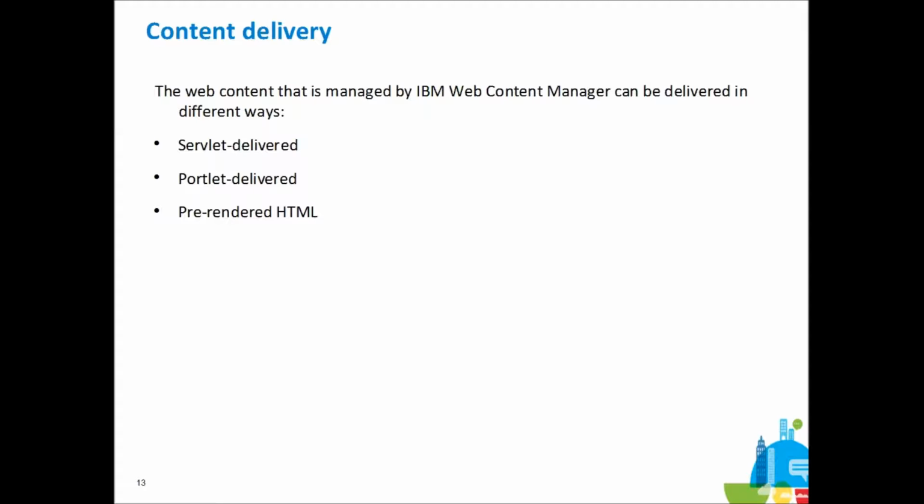There are three types of content delivery, that is servlet rendered, portlet rendered and pre-rendered delivery. Servlet delivered website is used when you preview a content. Whenever in the authoring portlet you click on the preview button, the page that is getting displayed is using a WCM Connect servlet. That is servlet based delivery. Portlet based delivery is using the WCM Web Content Viewer portlet. By using that, you can display a content or a component in a web page.